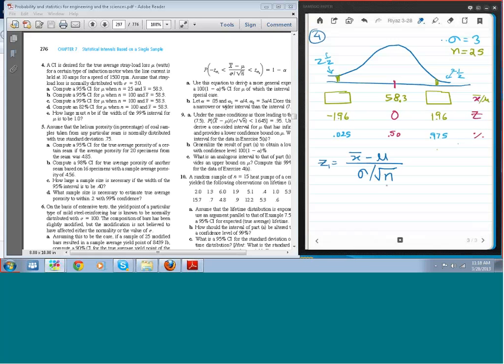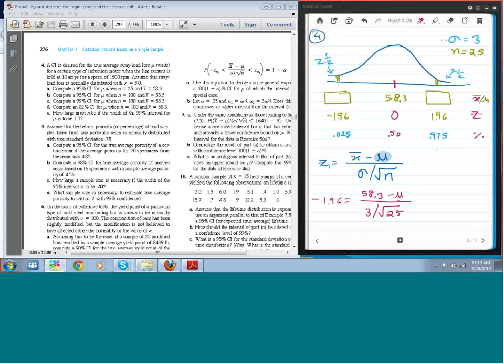So that is the formula. You know everything here except the mu. This is the only thing that's missing. So all you have to do is plug in now and do the algebra. Negative 1.96 equals x bar, which is given, so mu is the one missing. 58.3 minus mu divided by 3 divided by square root of 25.